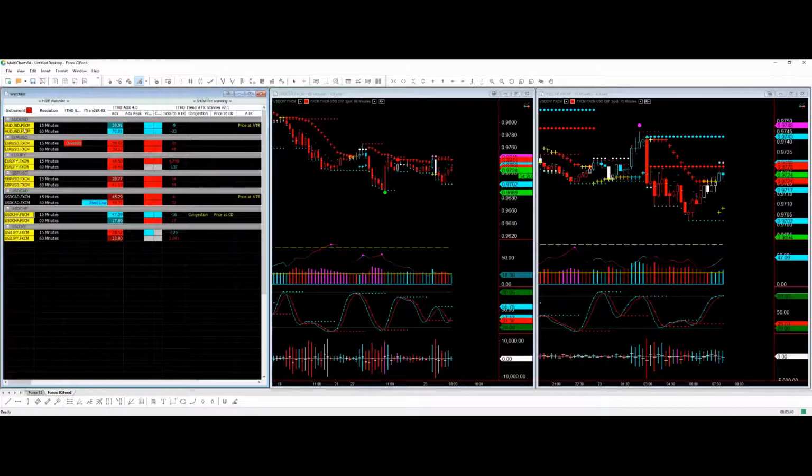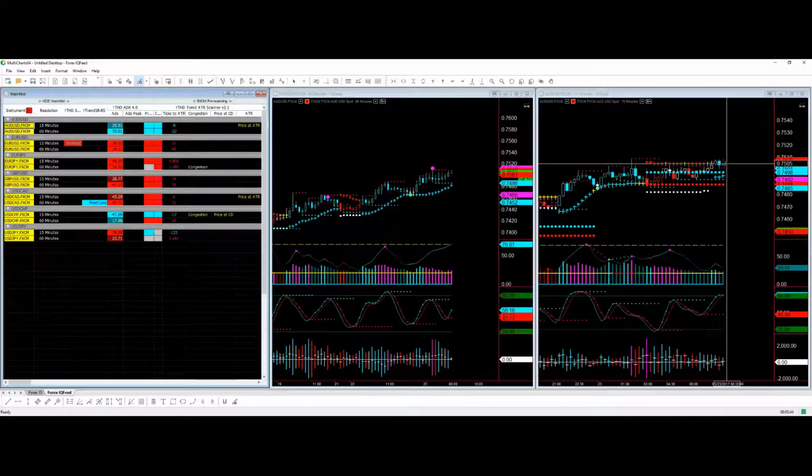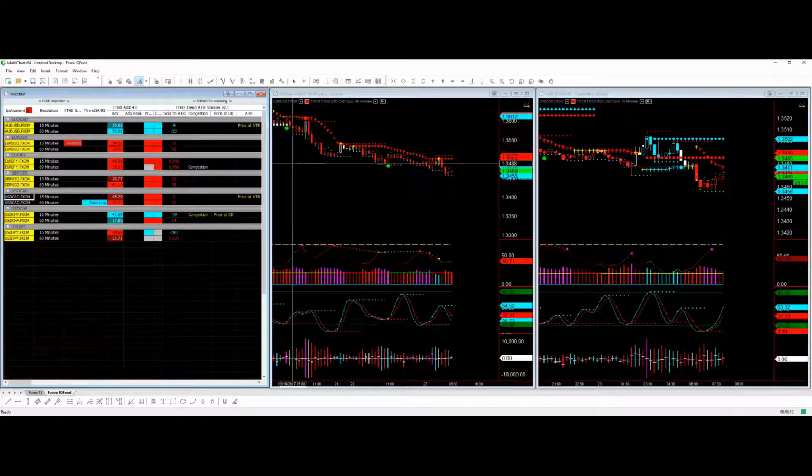So you can see right now the Aussie dollar is at an ATR. Okay, and that simply means it's close enough right now to this ATR to take a trade because I have this set to 10 ticks. So if it's within 10 ticks of that ATR, it's going to let me know in this column. Same thing on the USD CAD. You can see that now it's getting close to the ATR and it's being highlighted in the scanner.